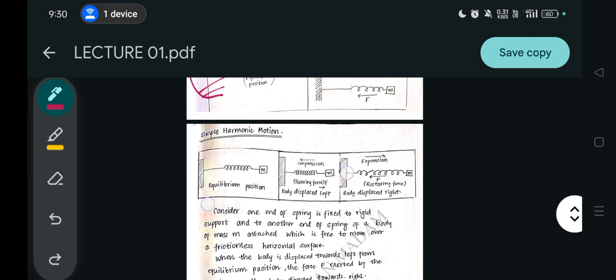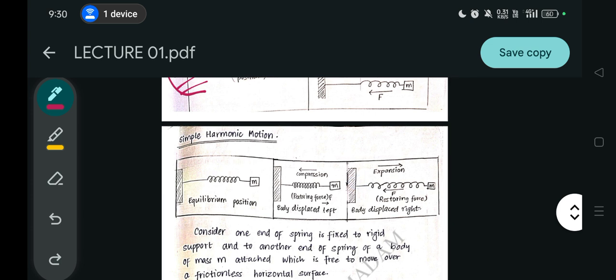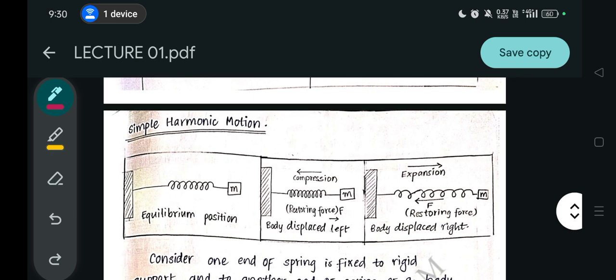Before that, first look at this picture. This is the same assembly as we discussed a couple of seconds ago: a rigid support attached to a spring, and the spring attached to a mass. In the first figure, a mass is attached to a rigid support on a frictionless surface and it represents the equilibrium position. No force is acting on this particular mass. In the second diagram, we have pushed this mass towards the rigid support. So we are applying force in this direction, but the restoring force will act in the opposite direction.